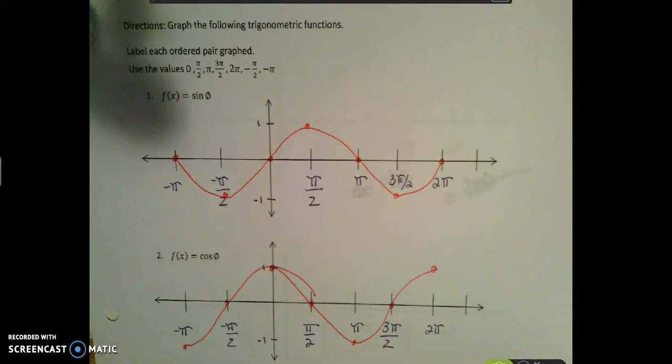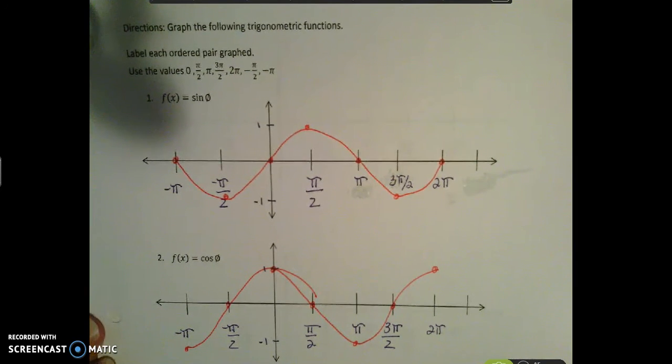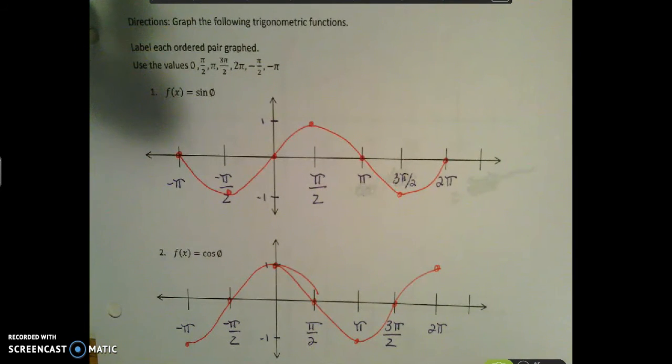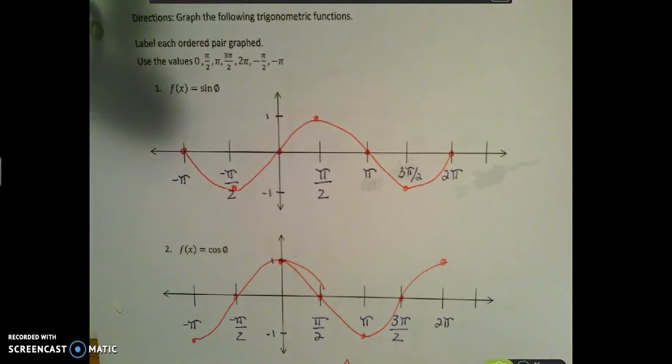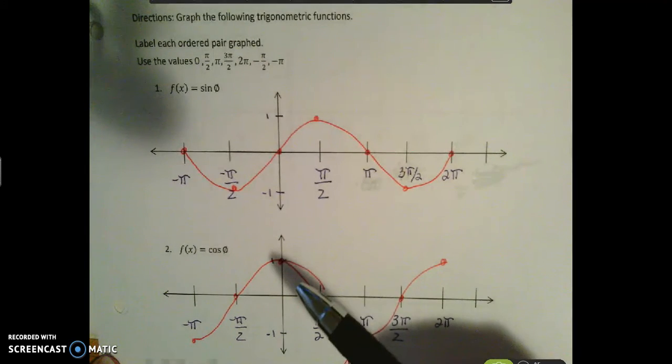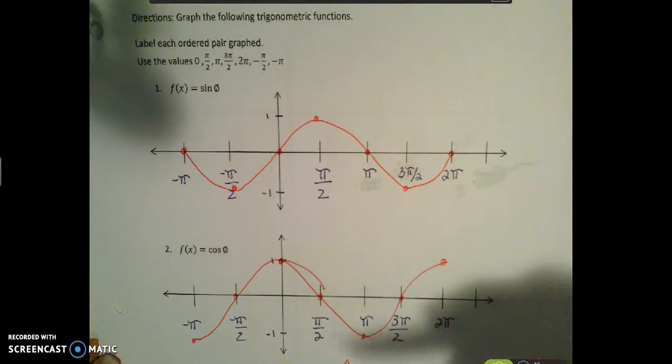Alright, so we're going to be looking at the graphs of trigonometric curves. We're going to start off, you should have a copy of this, and we're going to fill in this information, and then after we fill in this chart, we're going to talk about the domains and ranges.